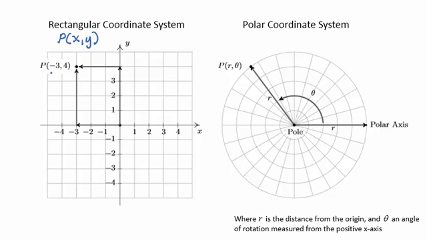For example, the point (-3, -4) would be moved 3 units to the left and 4 units down from the origin. In the polar coordinate system, a point is identified with an ordered pair (r, θ), where r is the distance from the origin, and θ is an angle measured from the positive x-axis.